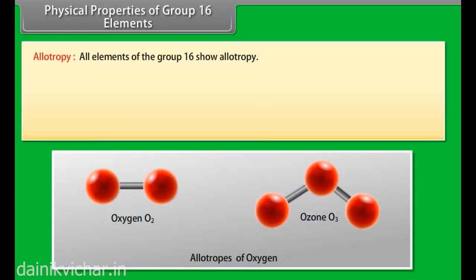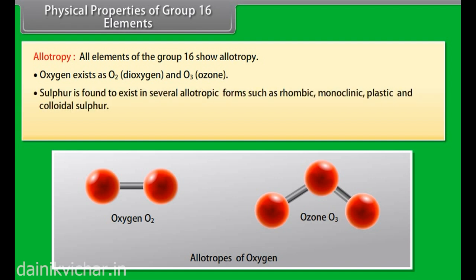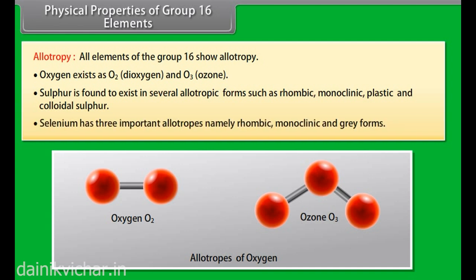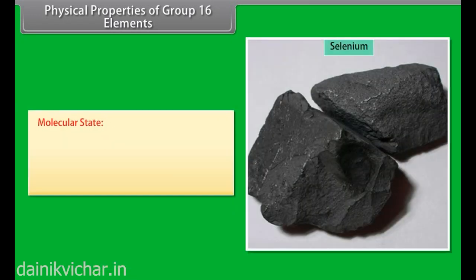Allotropy. All elements of group 16 show allotropy. Oxygen exists as O2 and O3. Sulfur is found to exist in several allotropic forms such as rhombic, monoclinic, plastic and colloidal sulfur. Selenium has 3 important allotropes, namely rhombic, monoclinic and gray forms. Molecular state. Oxygen molecule is diatomic and under normal conditions exists as a gas, while other elements have larger atomicities and exist as solids.